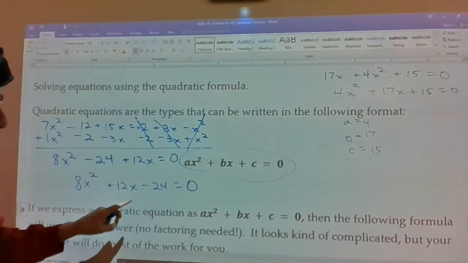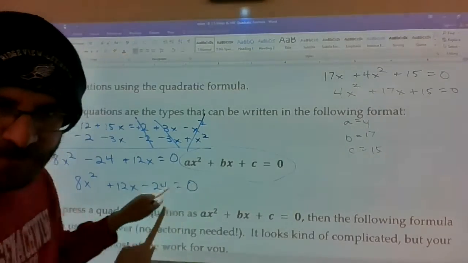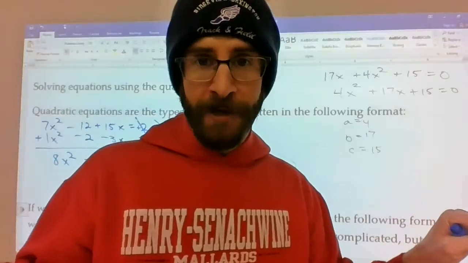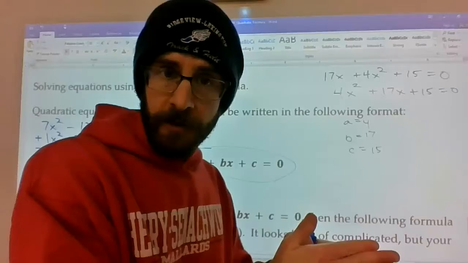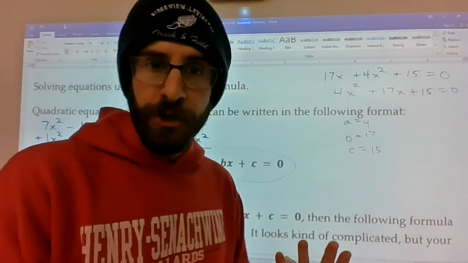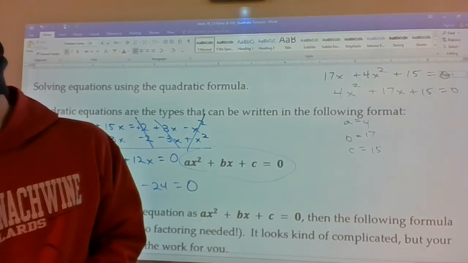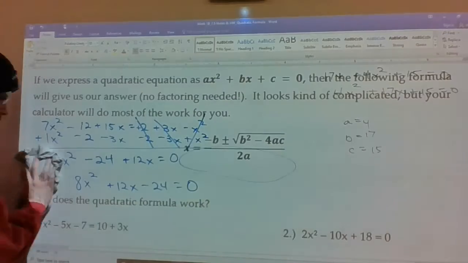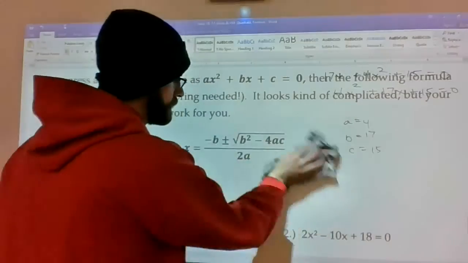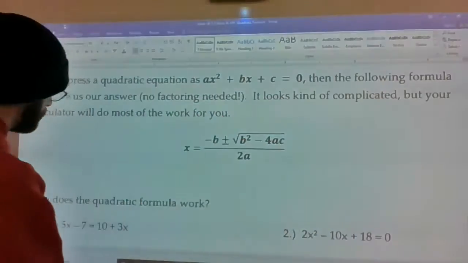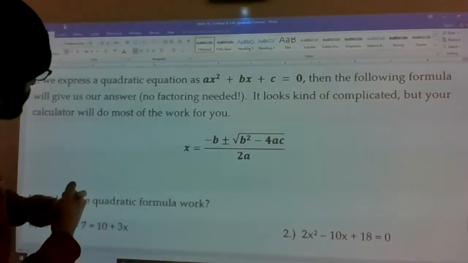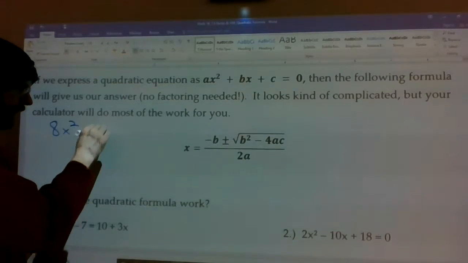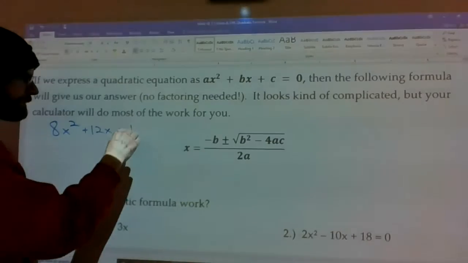So, if you guys are capable of doing this, yeah, we have a formula that requires no factoring. All you need to do is be able to plug into it properly, and then make sure you know how to use the calculator right. Here's the formula. It's a big fraction. So how does this formula work? Well, the example that I just erased was 8x squared plus 12x, I think it was minus 14, equals 0.